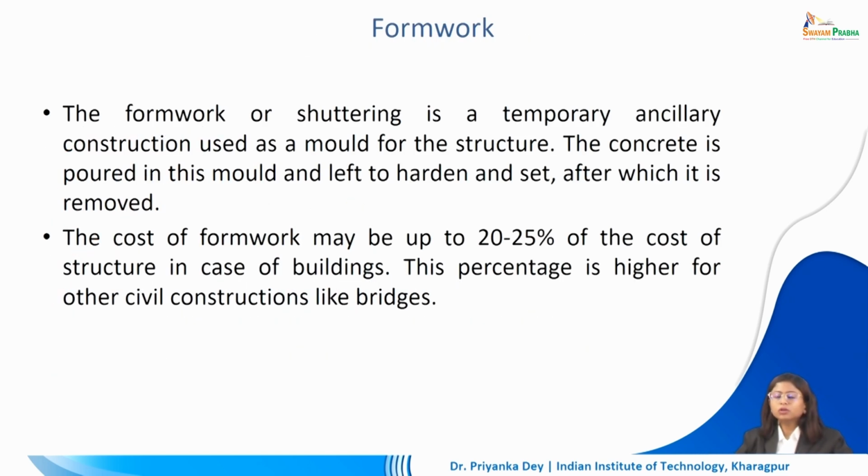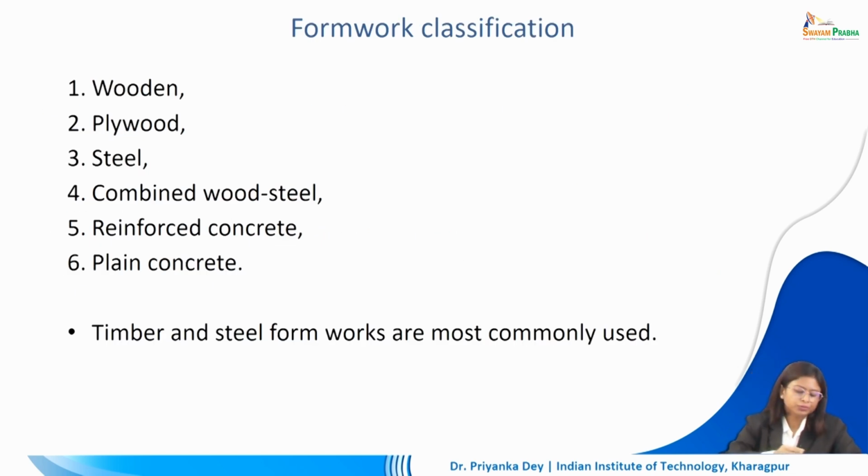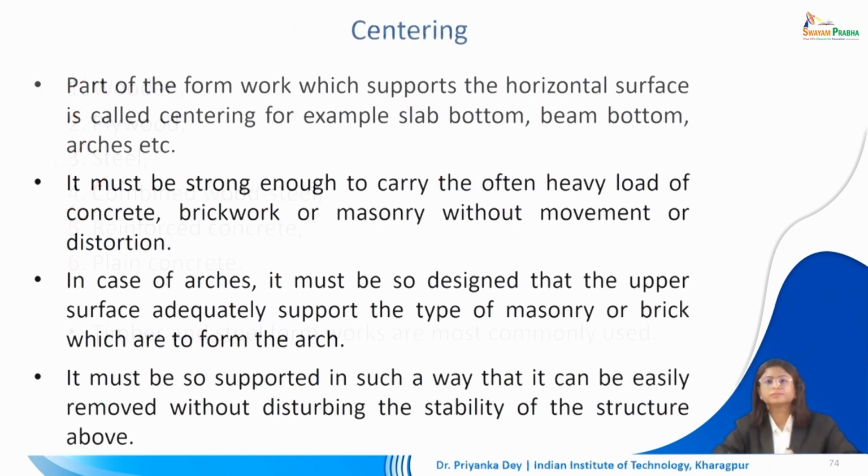Now formwork or shuttering is a temporary ancillary construction which is used as a mold for a structure. So if concrete has to be poured into a mold, this mold that is being made is the formwork. The cost of formwork accounts for about 20 to 25% of the cost of the structure. We can make formwork using wood, plywood, steel, a combination of wood and steel. We can use reinforced concrete and plain concrete also for these purposes. Timber and steel formworks are most commonly used.